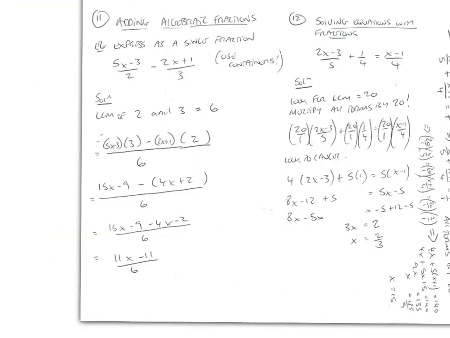Let's add algebraic fractions. So we're asked to express as a single fraction. So there's no equal sign anywhere here, and we're going to use our containers technique. So what we'll do is we'll find the lowest common multiple of the 2 and the 3, and that's 6.